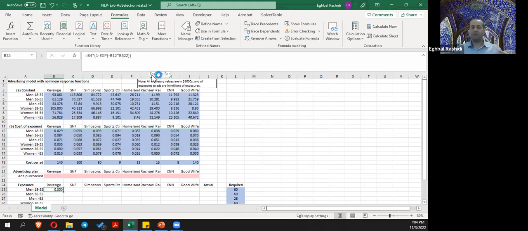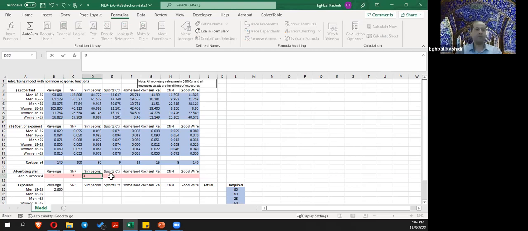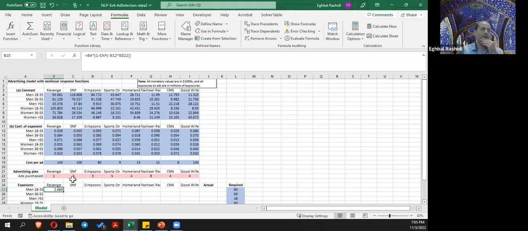Okay, so this is the function, if I want to find the relationship: A multiplied by parentheses 1 minus e to the power of negative B, for the same show and the same age group, multiplied by X, which is our decision value. I'm just going to give them random values, a random ad plan here. Now I'm going to copy this for all these shows and also for each demographic group.